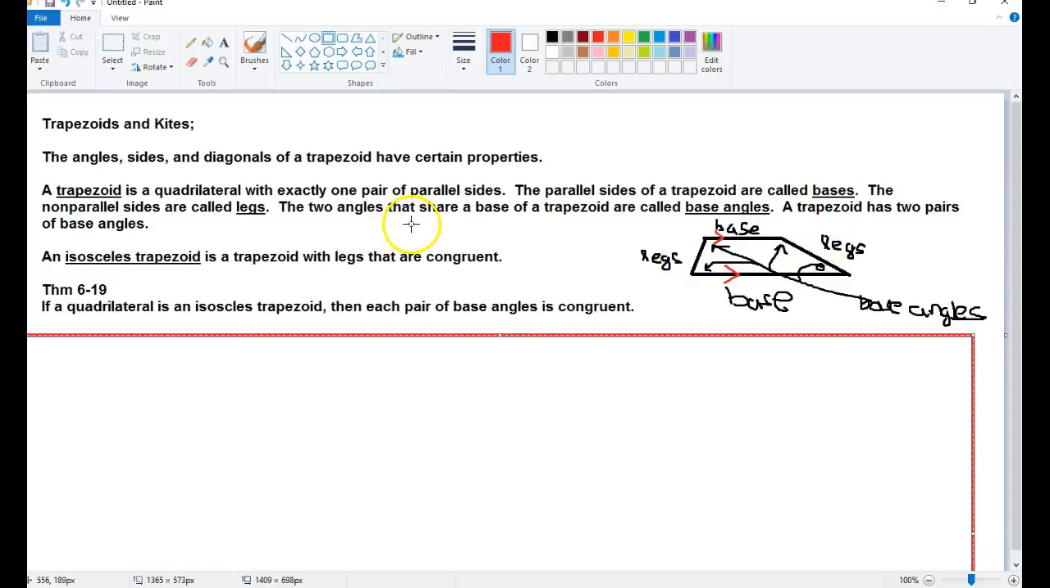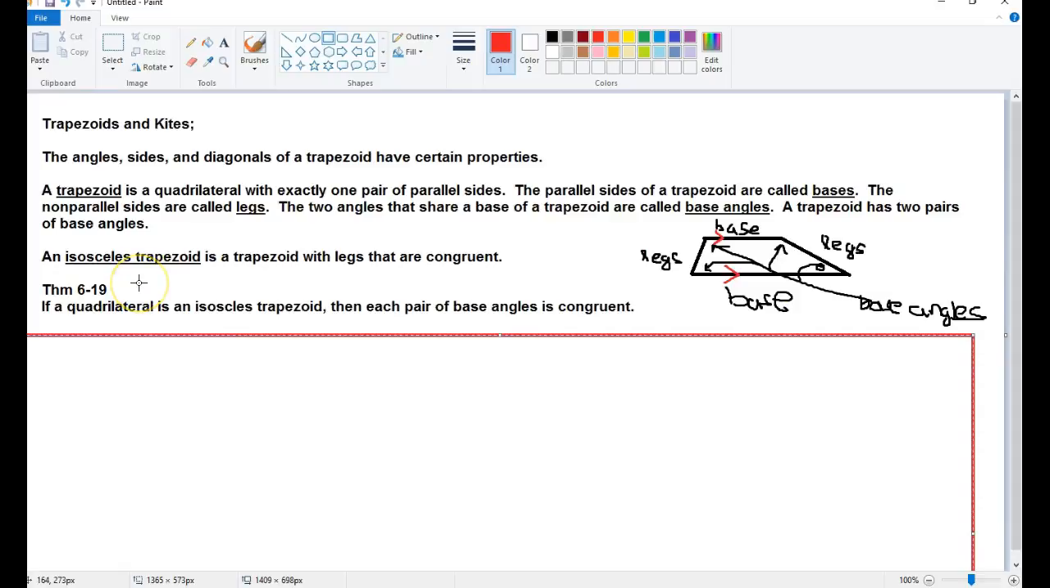The two angles that share a base of a trapezoid are called base angles. So here and here are base angles, here is a base angle, here is a base angle. And a trapezoid has two pairs of base angles. So these are base angles for this side, and these are base angles for this side.